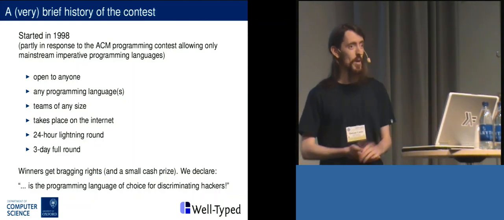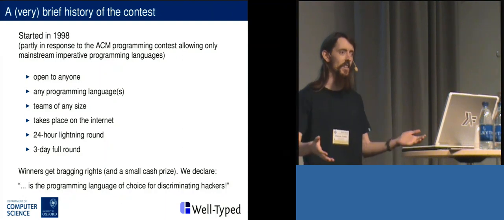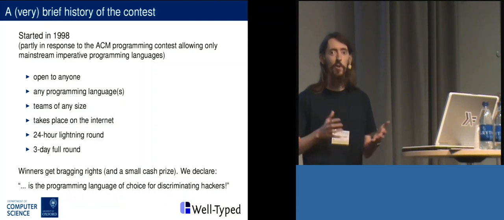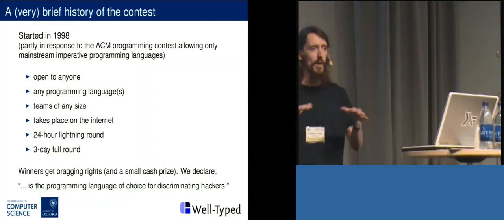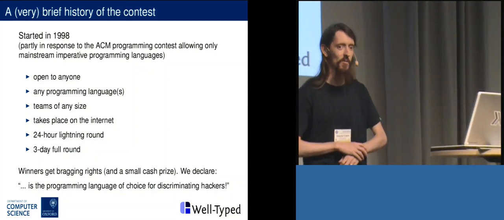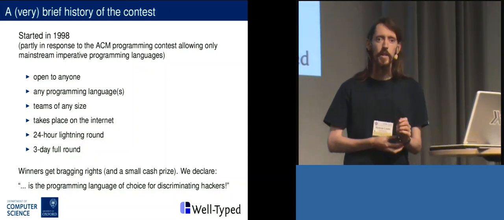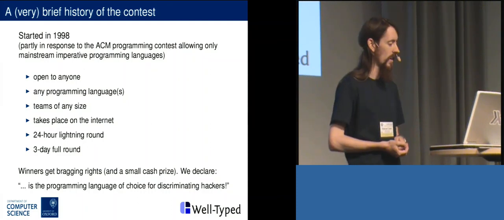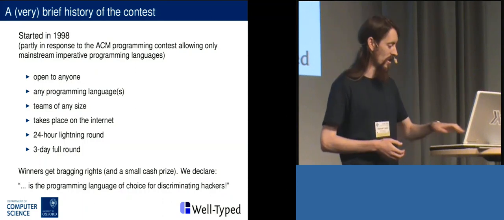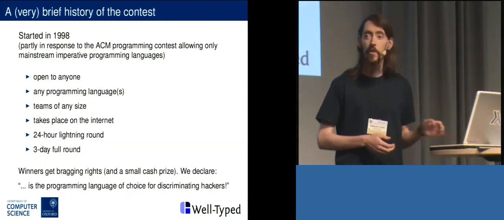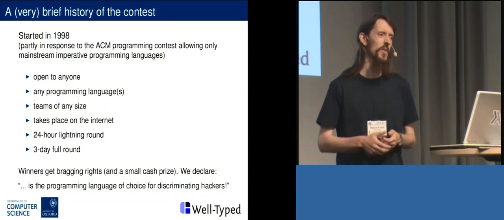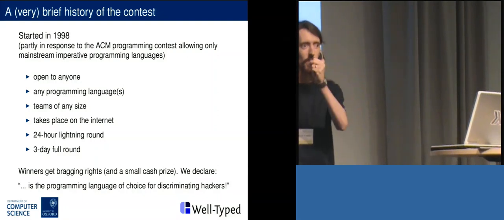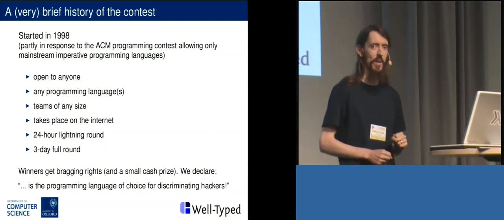So in contrast, the ICFP programming contest is very, very open. It takes place on the internet, it's open to anybody, any size team, and in particular any programming language. And of course the hope when it was started was that, at a level playing field, we would show that functional languages could hold their own. And so it takes place over a weekend, over 3 days, Friday midday to Monday midday, and there's also a 24-hour lightning round for people who can't do the full 3 days. The main thing that people win is bragging rights. There's a small cash prize, but mainly it's the bragging rights. So I will later on be declaring that something is the programming language of choice for discriminating hackers.